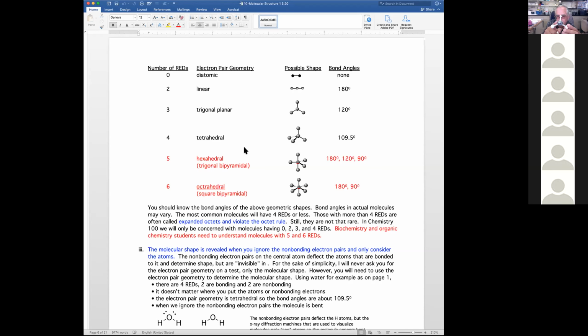If these are polar bonds, it's a polar molecule. If they're nonpolar bonds, it's a nonpolar molecule. If I were to take one more off, then it would simply be diatomic.